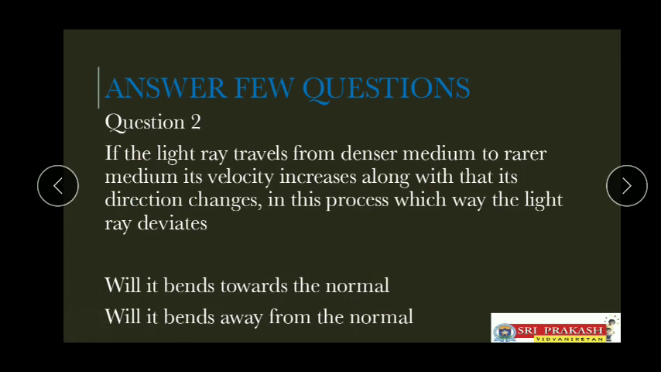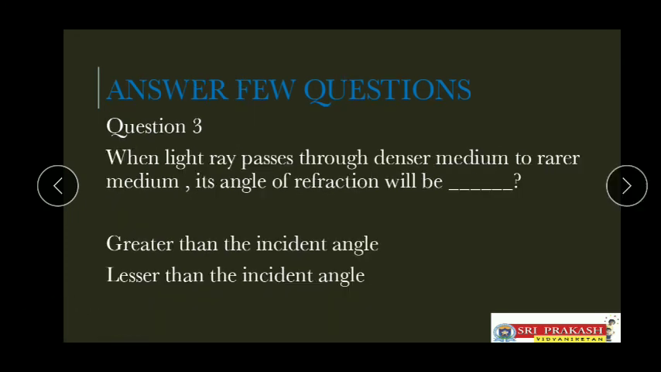Let us see the third and final question for this class. One light ray passes from denser medium to rarer medium. Its angle of refraction will be: greater than the incident angle? Less than the incident angle? See here, it is traveling from denser medium to rarer medium. When it travels from denser medium to rarer medium, its angle of refraction will be greater than the incident angle. Yes, that is the right answer.